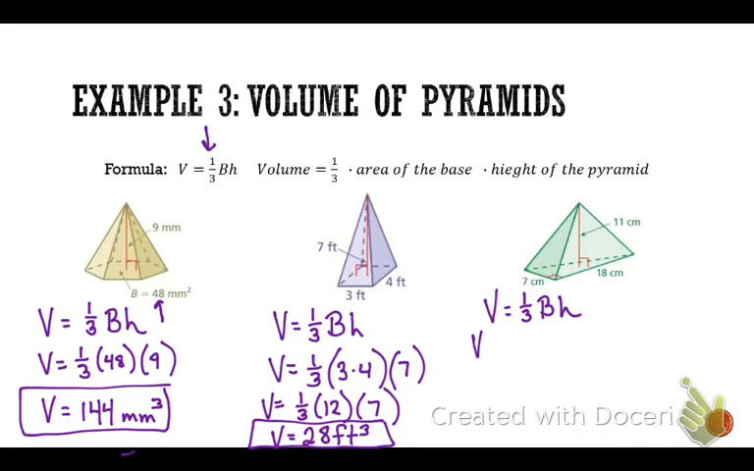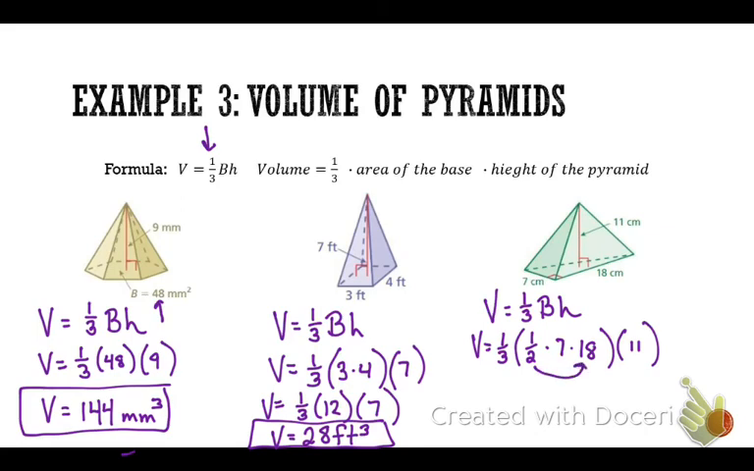Okay, so volume equals 1/3 times the area of my base. So the area of my base is a triangle, so I'm going to say 1/2 times what is the base of my triangle? 7 times 18. Okay, that gives me the area of my base times the height of my pyramid, which is 11. Now, again, you can take half of any of these numbers.